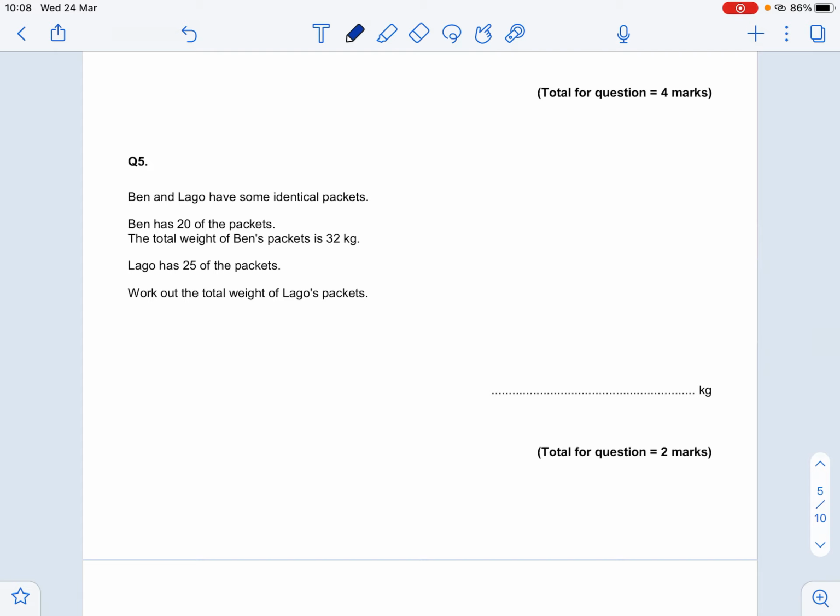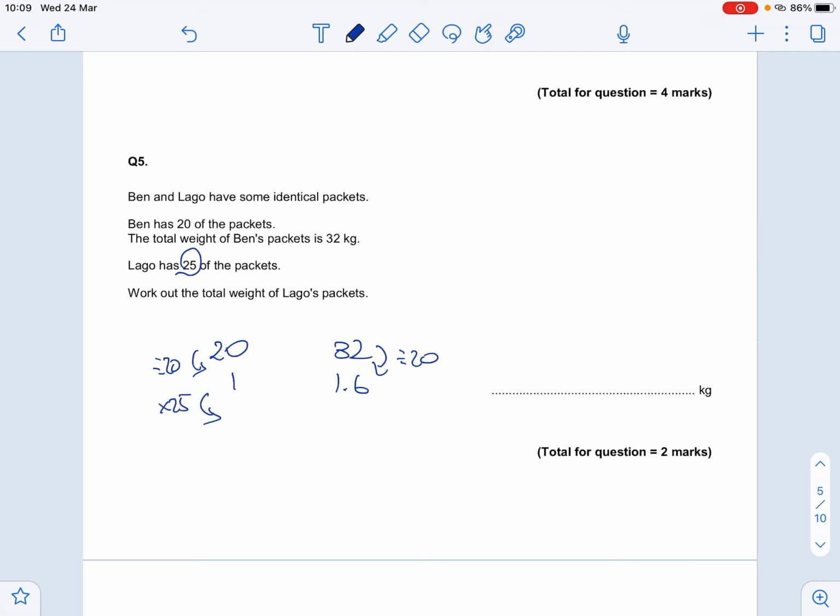Question 5. We are told that Ben and Largo have some identical packets. Ben has 20 lots of the packet, and the total weight is 32 kilograms. And Largo has 25, so we want to find out how much. One way to do this is using the unit method. How much does one pack weigh? So we divide by 20 on both sides. So one pack is 1.6 kilograms.